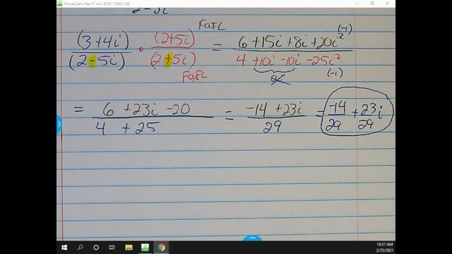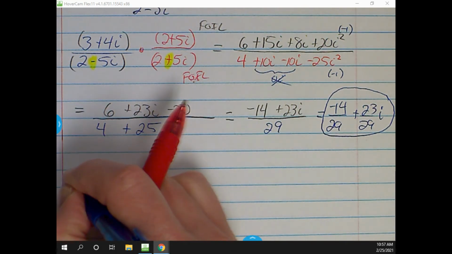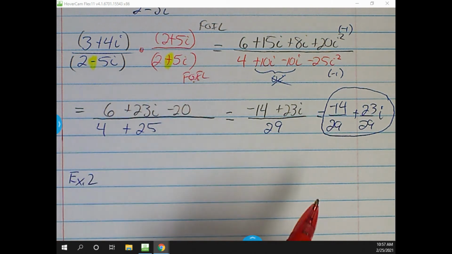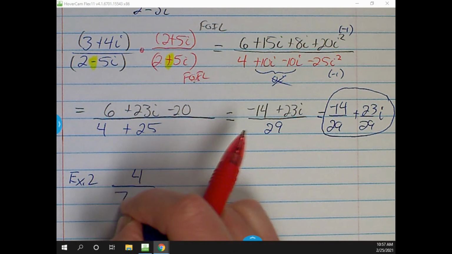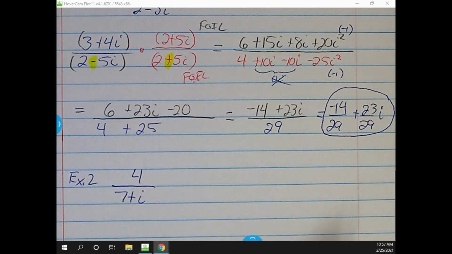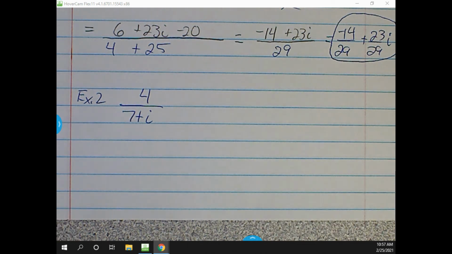Let me give you one more of those. This one's just a little bit different. Sometimes people get freaked out if it looks a little bit different than the ones we've gone through. So let's do 4 over 7 plus i. Okay, still do the same thing.